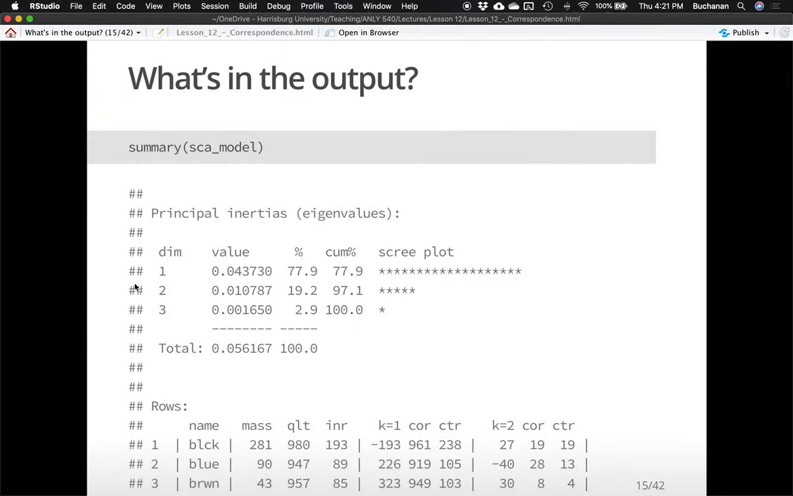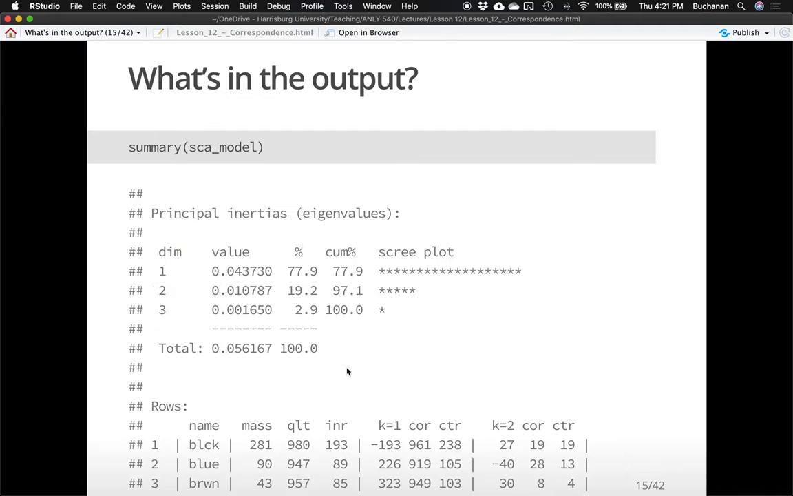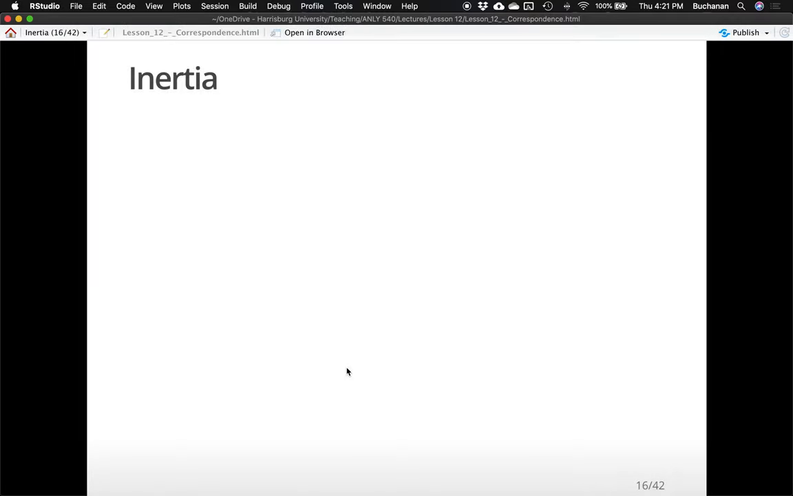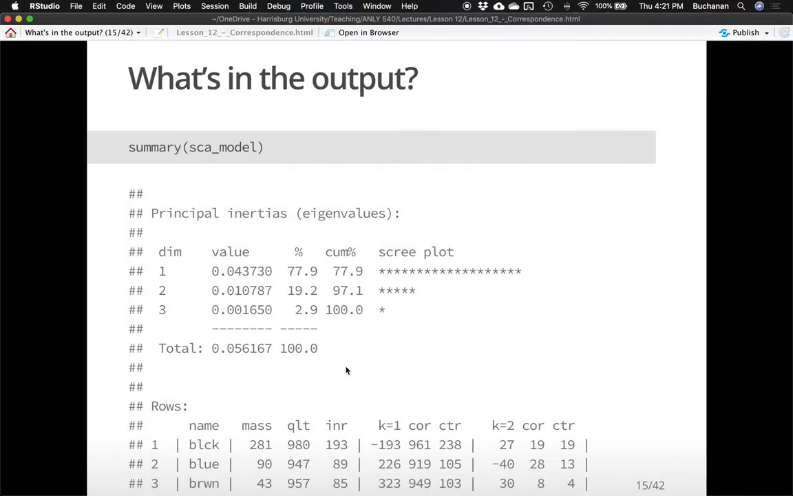So let's look at that output. Now the output does get quite long. And so we're going to talk about each piece one at a time here. We'll start by focusing at the top and then move our way through the rest. So inertia is the first thing that you'll see at the top, okay? And it's a table of inertias. Okay? Inertia, they're listed as eigenvalues, right?